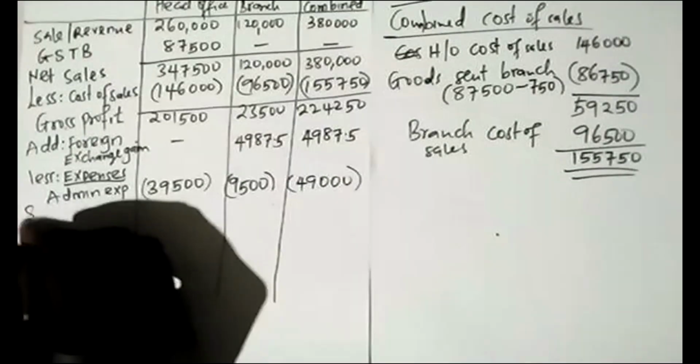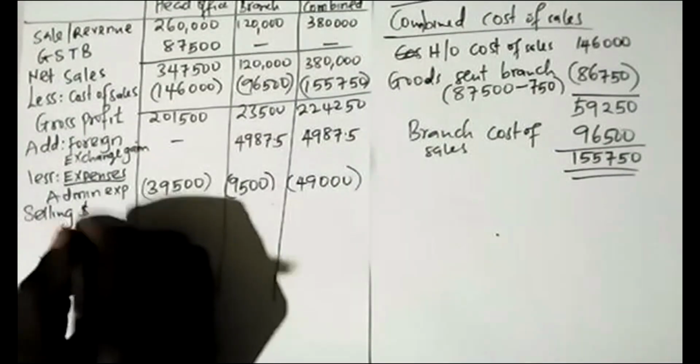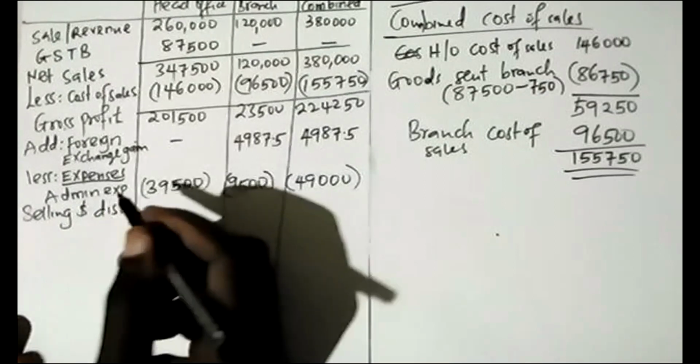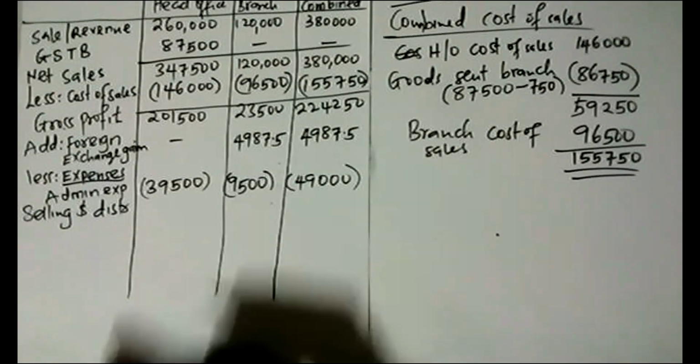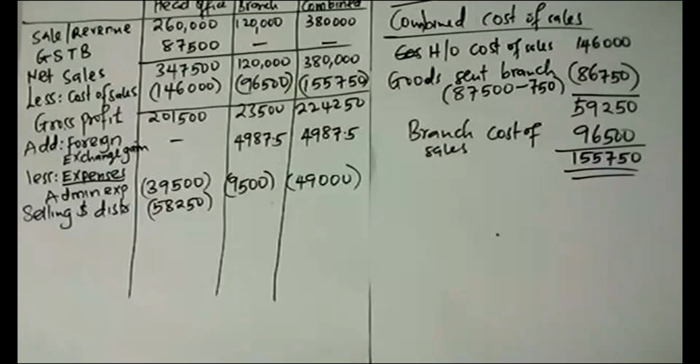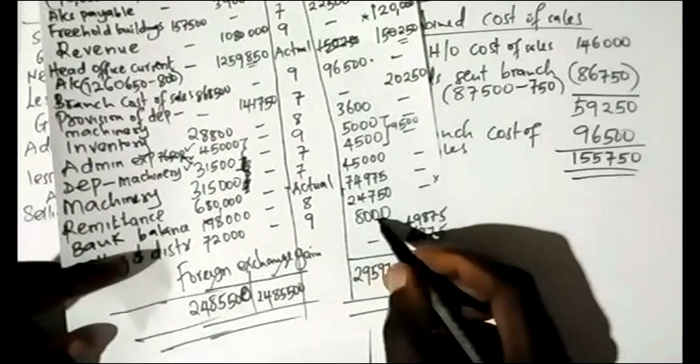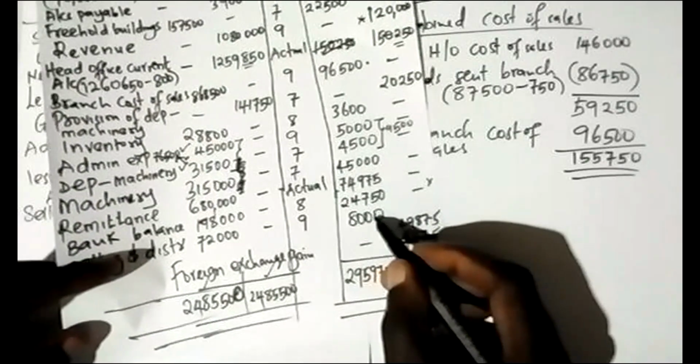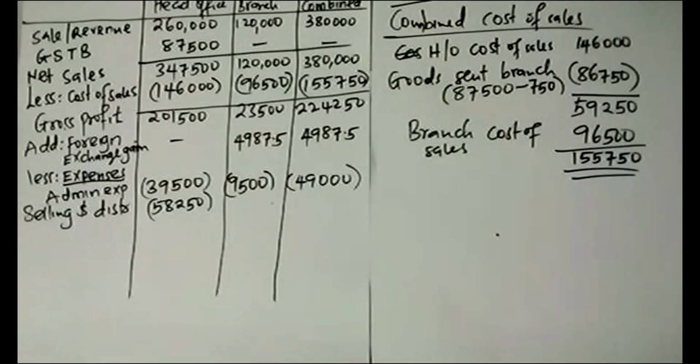Then another expense, which is direct, is selling and distribution. So 58,250, that is according to the head office. Then for the one I translated, the last item, 8,000.